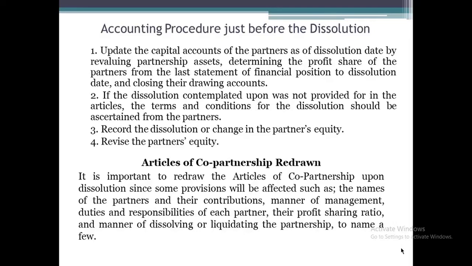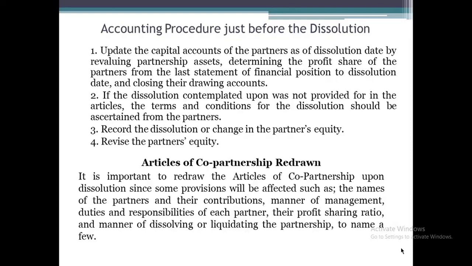Ayan. So, number 1, update the capital accounts of the partners as of dissolution date by revaluing the partnership assets. So, update mo yung capital accounts. Like, for example, yung kinontribute ni partner A na building. Syempre, nung kinontribute niya yon, naging 500,000 pa yung amount niya. Ayan. So, ngayon, after 5 years, i-dissolve na nila yung partnership. Hindi naman na 500,000 pa din yung amount ng building, 'di ba? Maaaring nag-depreciate na siya, so naging 300,000 na lang. So i-update nila yung capital contribution ni partner A, syempre gagawin na nilang 300,000 na lang 'yon.